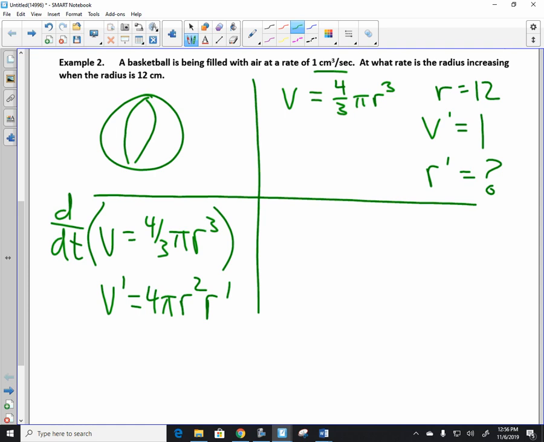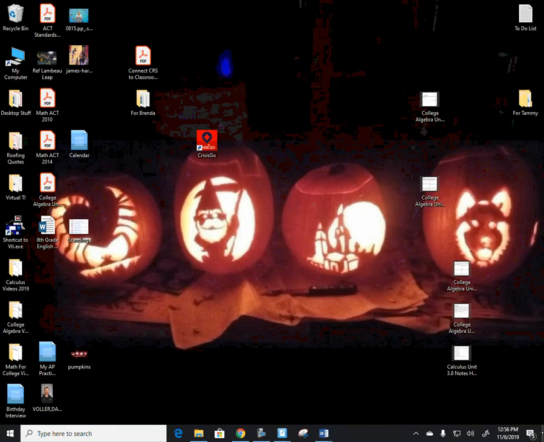Okay, what do I know? V prime is 1 equals 4 pi times 12 squared times r prime. I should be able to find r prime now, right? Now in this situation, instead of leaving my answer in terms of pi, I'm going to write a decimal answer, okay? Because I will accept either or on the test, and you're going to see that the answer key is sometimes laid out in this way as well.